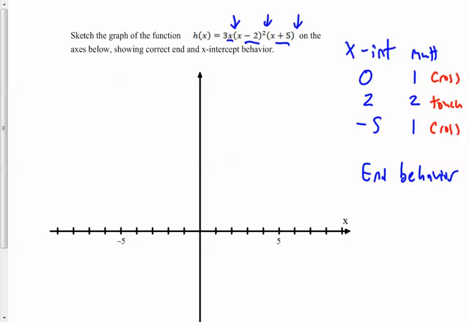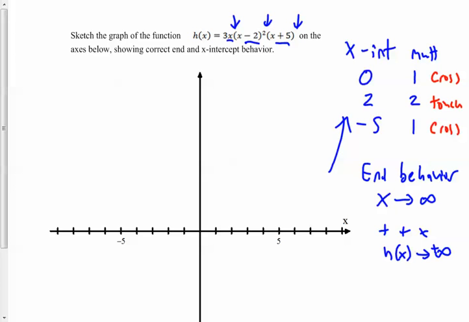When I look to the far right, as x gets very big, going to infinity, what happens to my equation? Well, my 3x gets positive, my x minus 2 gets positive, and my x plus 5 gets positive. Positive times a positive tells me the function should be going up to positive infinity on the far right.